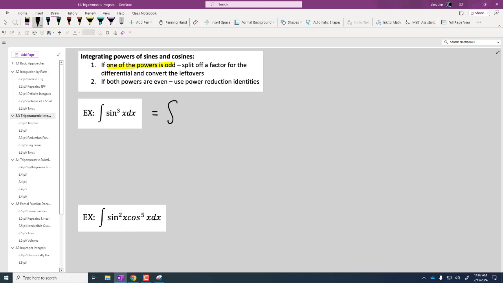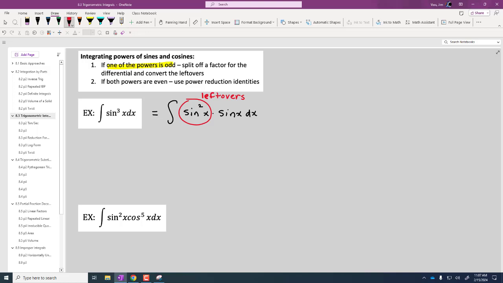When I look in here, I see an odd power. Split off one factor for the differential, so I'm going to pull off one factor of sine, and think of it as hanging out with the differential. So what's left is sine squared. If we factor off the one factor, this is what I'm referring to as the leftovers. Factor off, convert the leftovers.